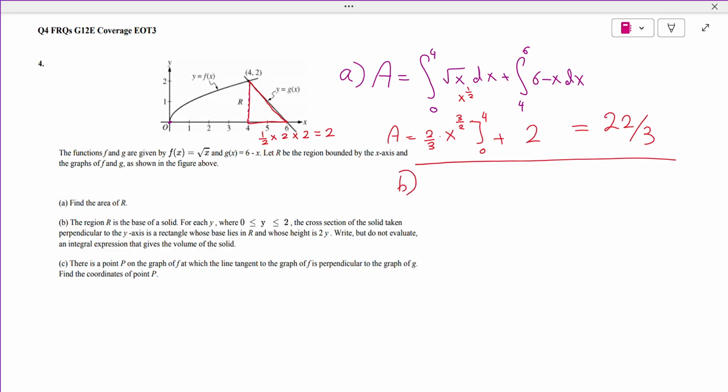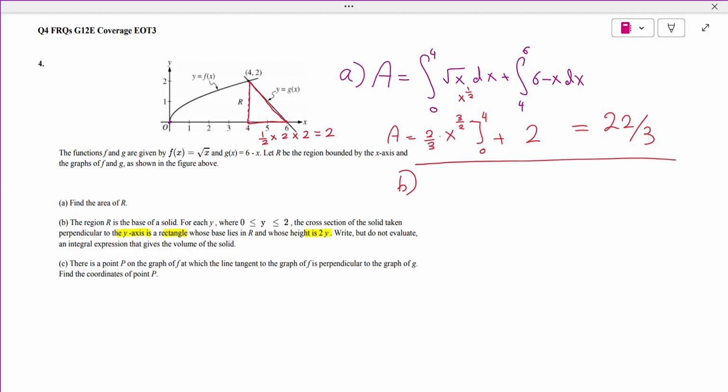It says the region R is the base of a solid from 0 to 2. The cross sections taken perpendicular to the y-axis are rectangles, and the height is 2y. But do not evaluate an integral expression that gives the volume of the solid.